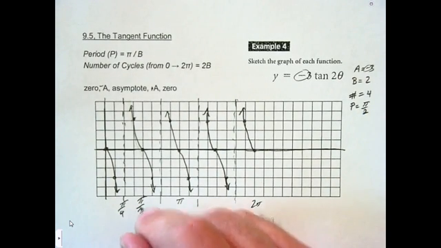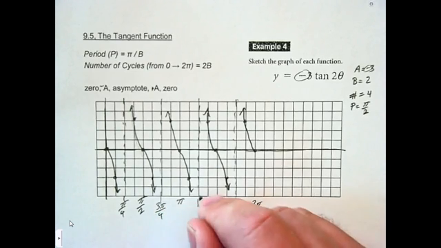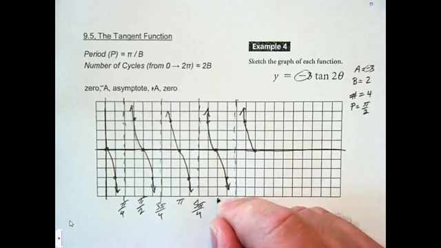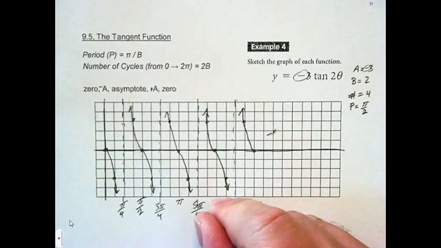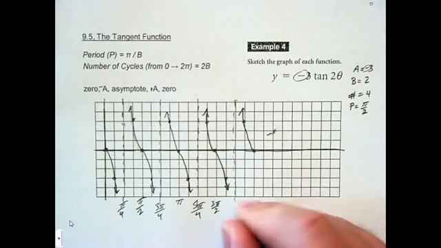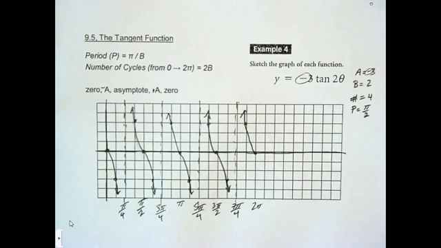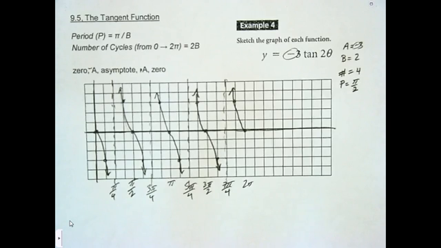So 1 pi over 4, 2 pi over 4, this is 3 pi over 4. 4 pi over 4, 5 pi over 4. 6 pi over 4, which is 3 pi over 2. And 7 pi over 4. Then 8 pi over 4, 2 pi. Questions on that guy?